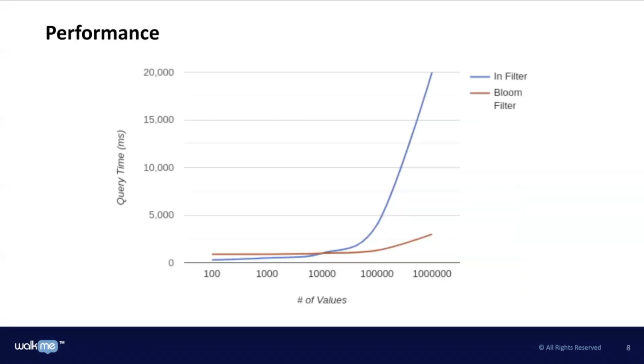And we benchmarked this, and it looks like that. What you have on the x-axis is the number of IDs. So you can see that for huge data sets, it's not practical to use an inner query. And that's where we use the Bloom filters. And that's how we do the complex filters in our application.